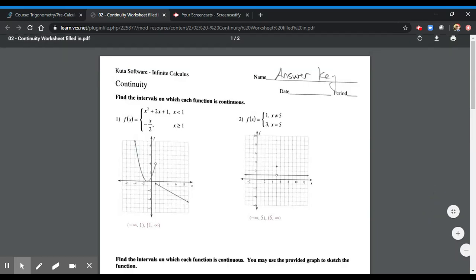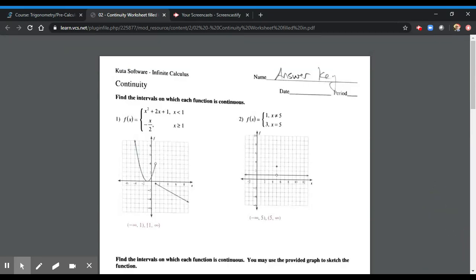Okay, let's look at the in-class worksheet here on continuity. Number 1, find the intervals on which each function is continuous. So here we have f of x is equal to x squared plus 2x plus 1 if x is less than 1, or negative x over 2 if x is greater than or equal to 1.